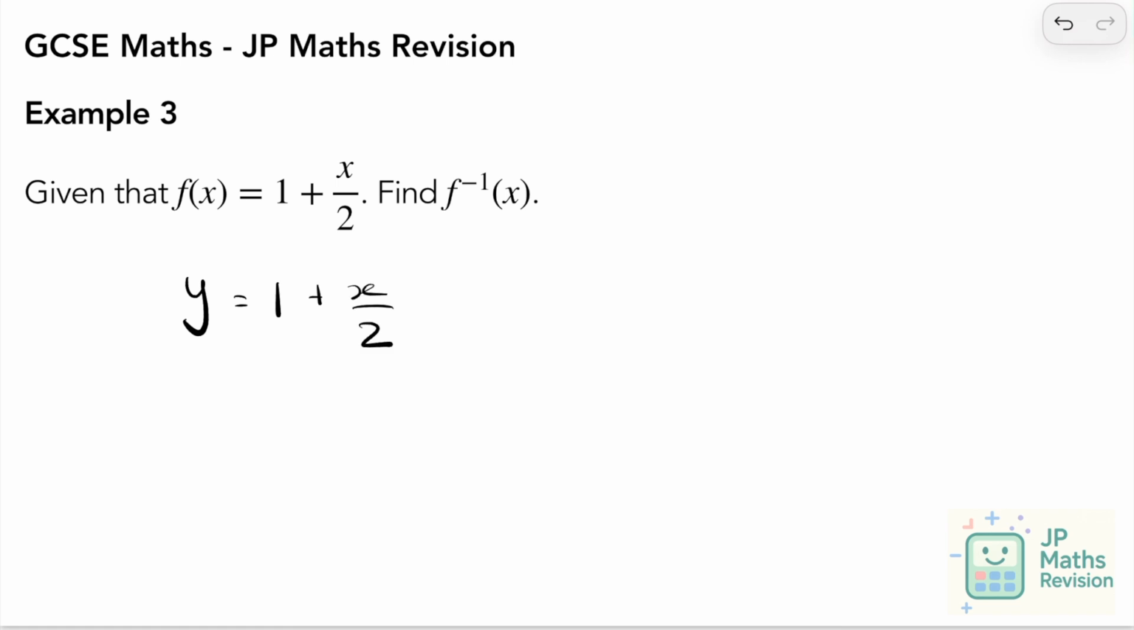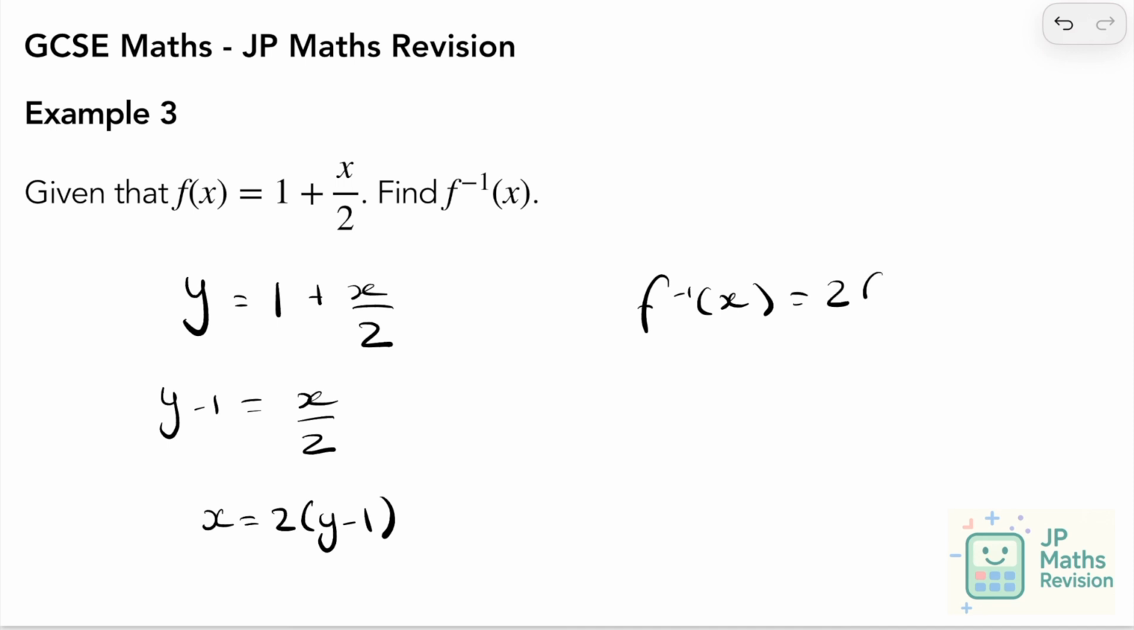And then we're going to subtract 1 from both sides. So y take away 1 equals x over 2. And then we're going to multiply everything by 2. So we have x equals 2 bracket y minus 1. So then we can write the answer, f to the minus 1 of x, as 2 bracket, and we can replace y with x now. So it's going to be x minus 1. And then if you expand the brackets, which you don't have to, but it's a nice touch, you end up with 2x minus 2. And that is the answer to this question.